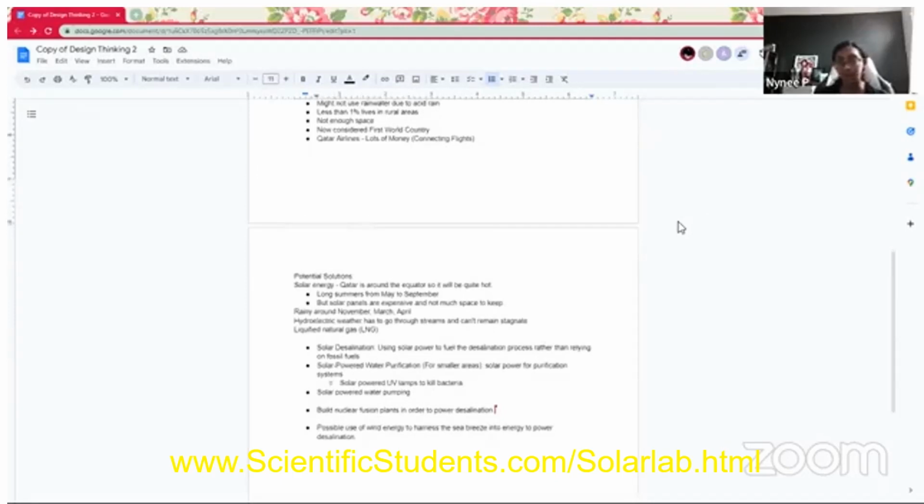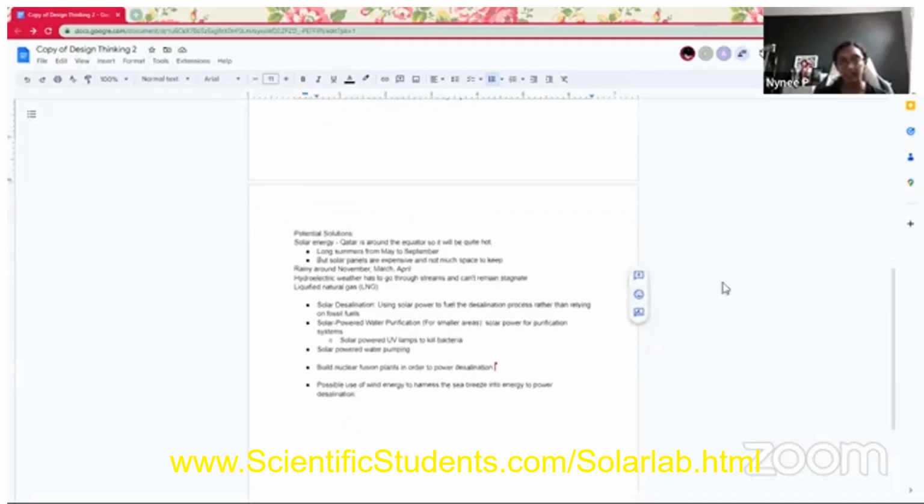So we know that solar energy... The information that I found, Qatar is located close to the equator, which one of my teammates found. Well, it's pretty easy to see on the map too. So we know it's going to be hot, and I found that Qatar usually has pretty long summers from May to September, and only a couple of months of rainy seasons, around 3 months per year, somewhere close to that. And so we decided that solar panels might be the best renewable option to use.